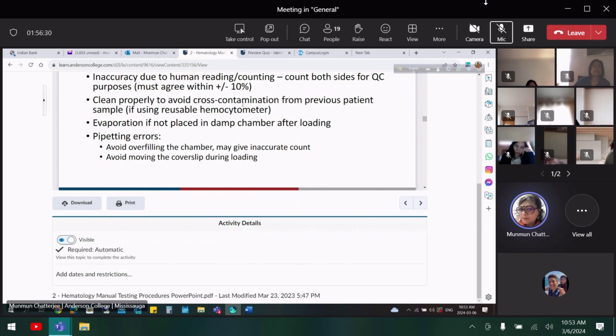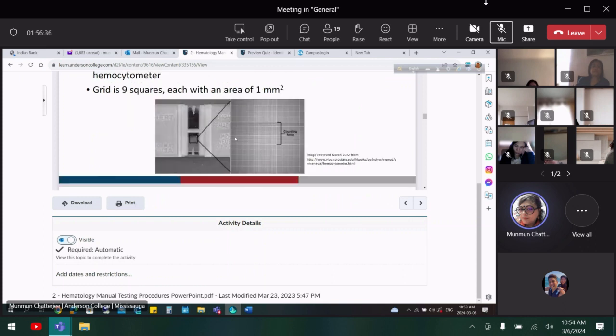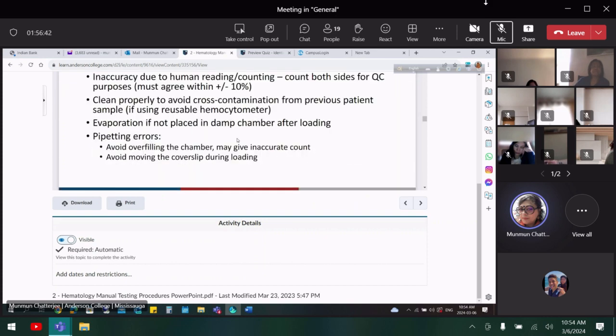Clean properly to avoid cross contamination from the previous patient. If you are not using the disposable one and you use the glass one, you have to clean it properly so that there is no contamination from the previous sample. Evaporation if not placed in a damp chamber after loading. So you have to use the damp chamber. If you're counting immediately, it's fine.